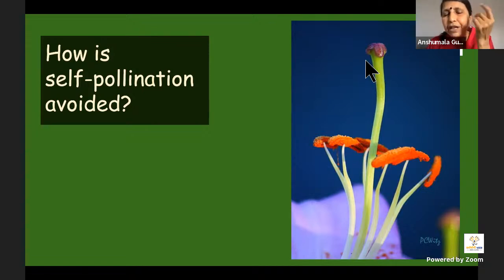So having different heights and having different maturation times are two of the strategies followed so that the flower does not pollinate itself. Sometimes self-pollination is done as a last resort, or sometimes in some plants, self-pollination is the chosen strategy also. For example, the pea plant does it. So sometimes self-pollination is done, but not usually.